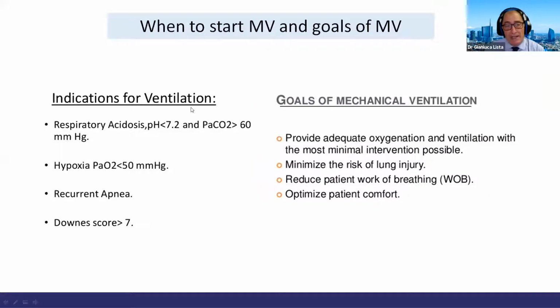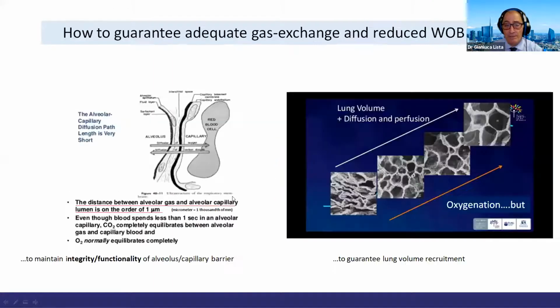The indications for mechanical ventilation are severe respiratory acidosis, or the presence of recurrent apnea, or severe clinical signs of increased work of breathing. For example, a Downes score more than 7 or a CRIP score more than 7. The goals of our mechanical ventilation are to guarantee optimal gas exchange, to minimize the risk of lung injury, to reduce the work of breathing of our patients, and always to try to optimize patient comfort.